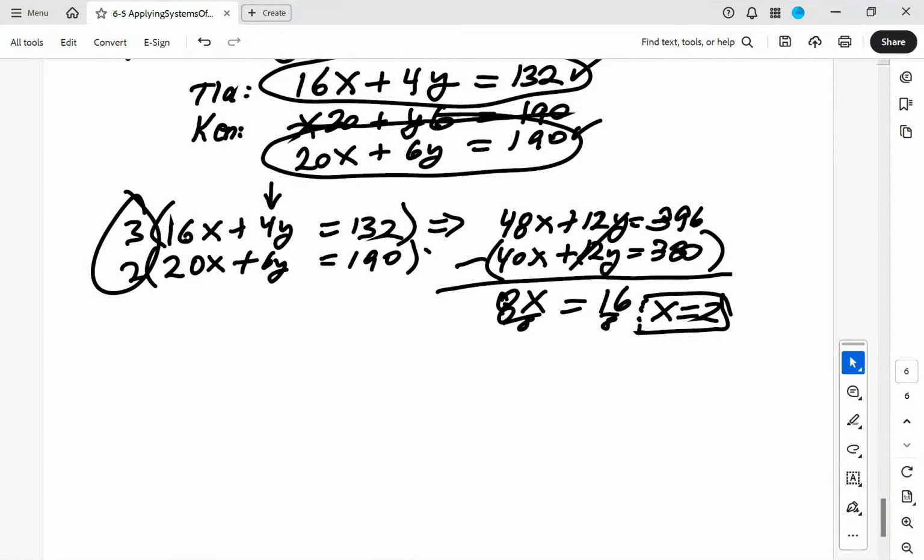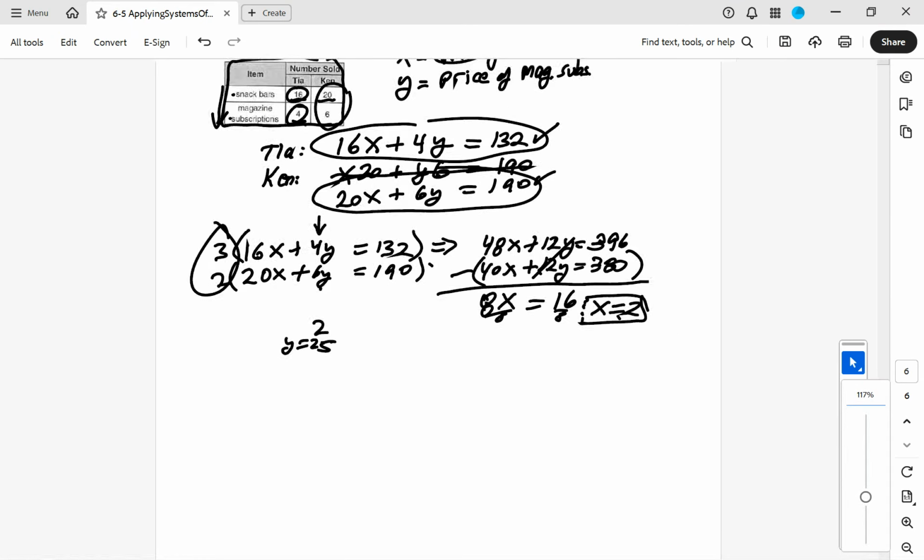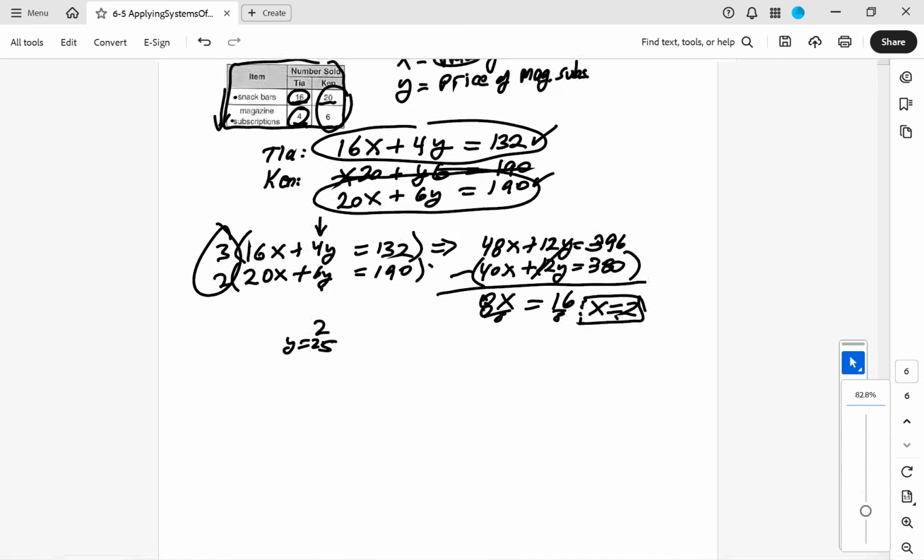So if I put 2 back into either one of these, I'm going to get a 25. I'll just tell you that right now. So if y is 25, that's $25 per each subscription, and $2 for each snack bar. That sounds reasonable. $2 when I was growing up would make it really expensive for a snack bar. But $2 these days is not that much, unfortunately. So I'd say $2 is pretty reasonable for that.